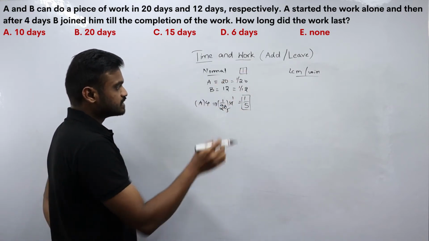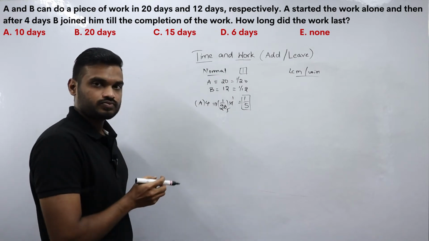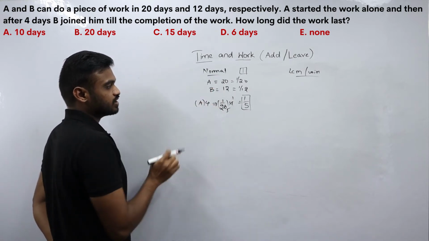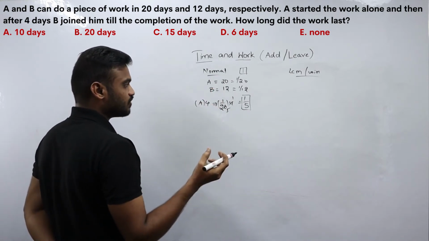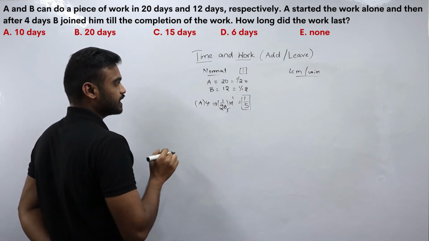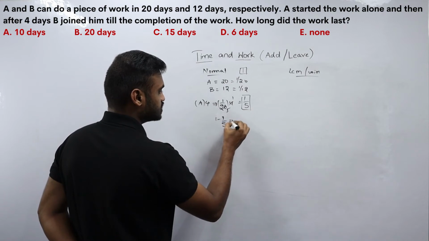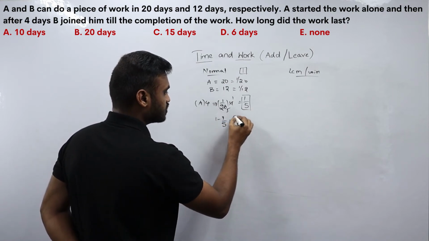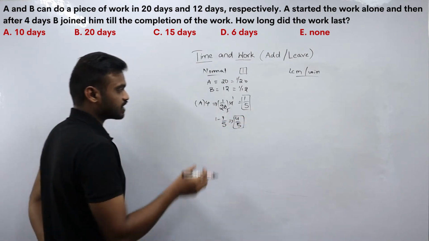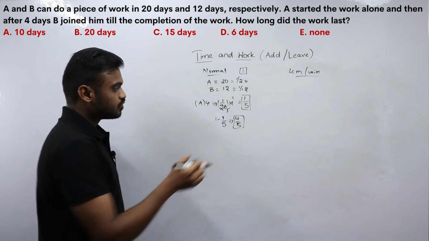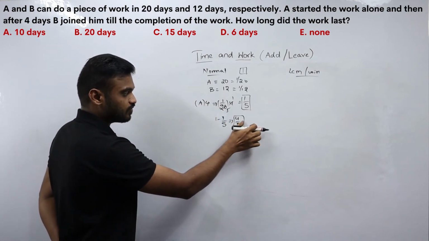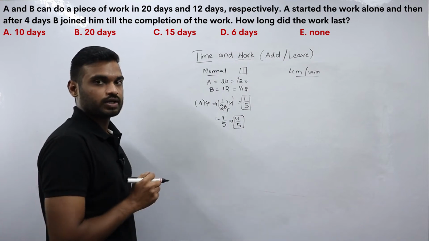So after 4 days, B has joined the work. Now, what is the amount of work that is left over after working for 4 days? That is 1 minus 1 by 5, that is 4 by 5th part of the work is left over after A working for 4 days. Now, to complete this 4 by 5th part of the work, B has joined.